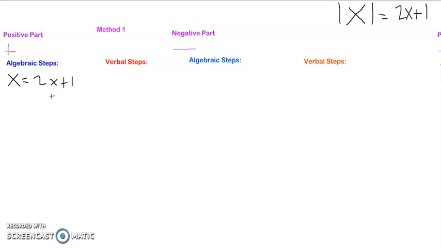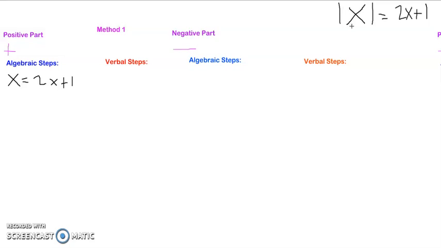In this video, we're going to talk about solving an absolute value equation. I'm going to show you two different methods of solving. At the end of the video, pick which one you like the best and stick with it while you're working on these problems. So let's solve this one.